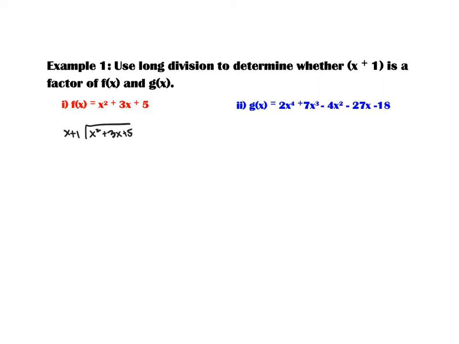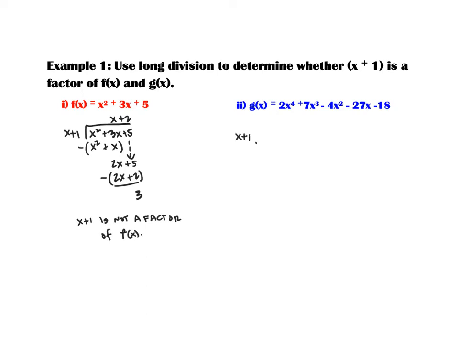So x times x gives me x squared. I'm going to multiply through, giving me the following. Subtracting, I get 2x, dropping the 5 down, I get plus 5. x goes into 2x 2 times. Multiplying through, it looks like I get 3. Therefore, x plus 1 is not a factor of f of x.